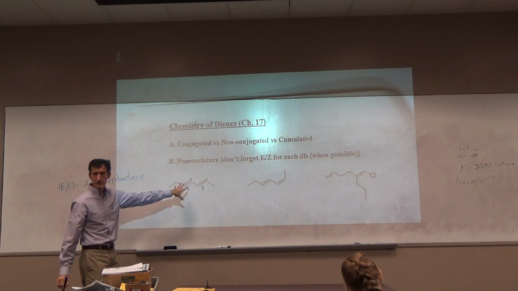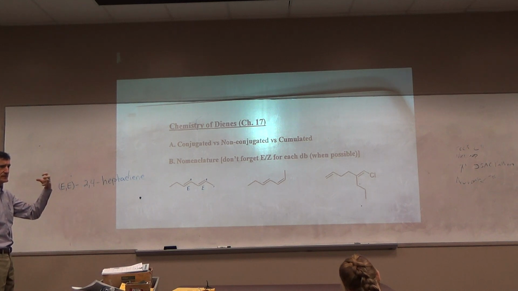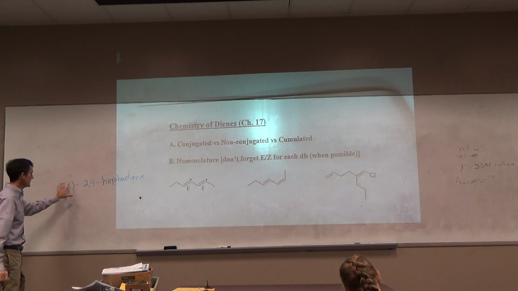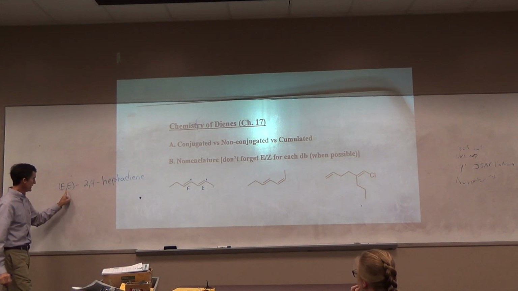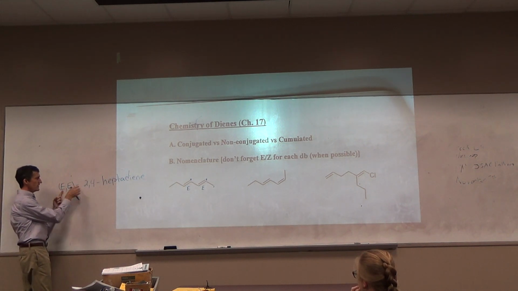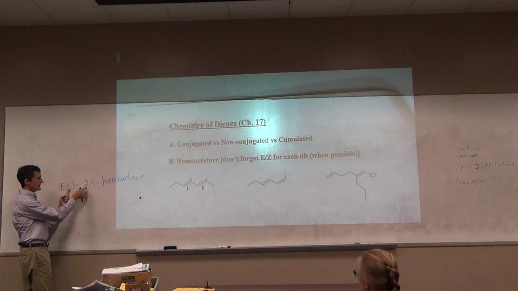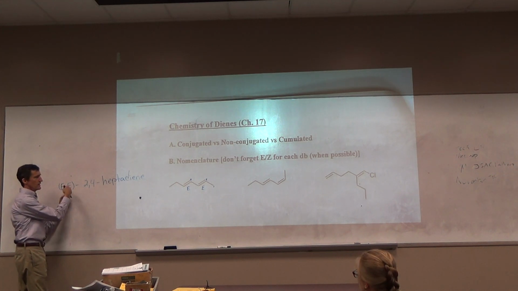This compound's stereogenic. It's got stereochemistry. We need to denote the stereochemistry with a stereochemical descriptor. Both double bonds are stereogenic. E, comma E. E goes with 2. The next indicator goes with the 4. Of course, they're the same.